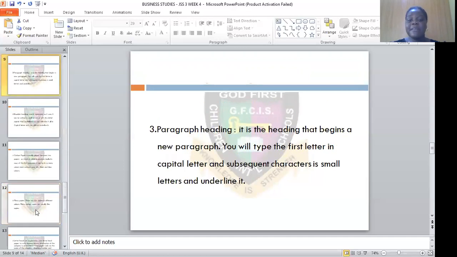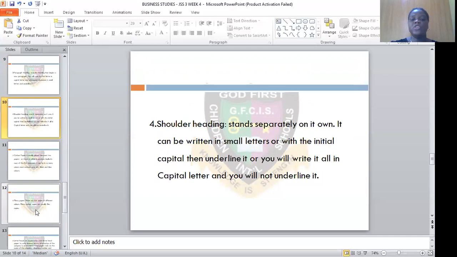We have the paragraph heading. It also usually starts with a capital letter as the first letter and subsequent characters in small letters, and you underline it, and it begins the new paragraph. Then the shoulder heading stands on its own separately. It can be written in small letters, or with an initial capital letter and subsequently small letters, or you write it out fully in capital letters. When you write it in capital letters, there's no need to underline, but if you write it in small letters, you underline them.